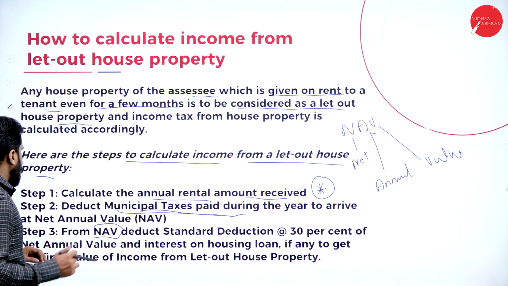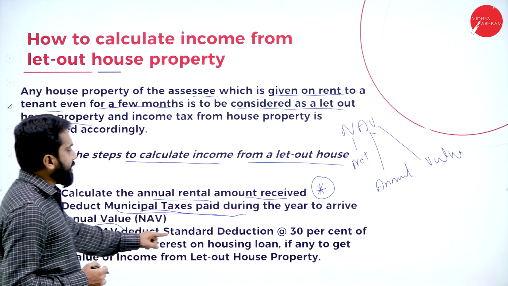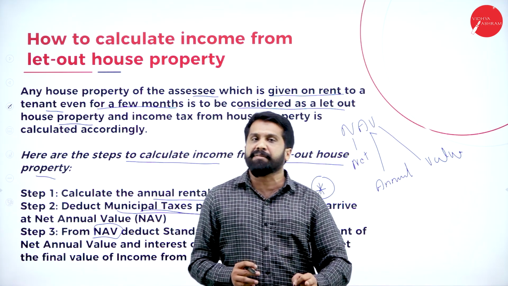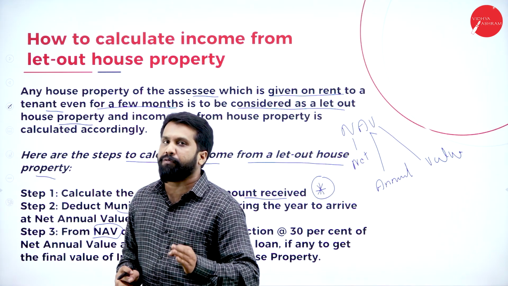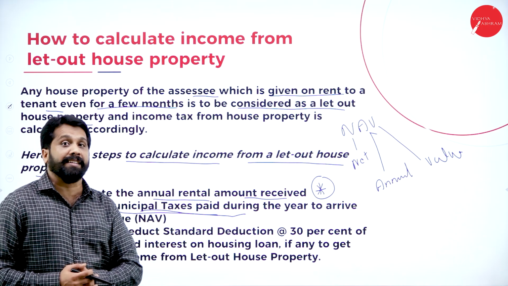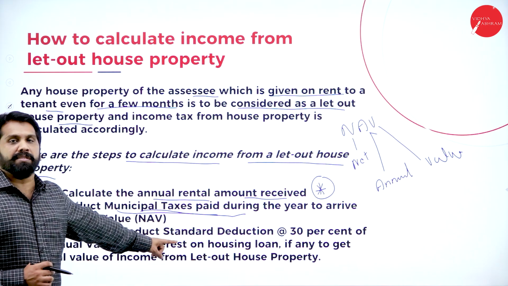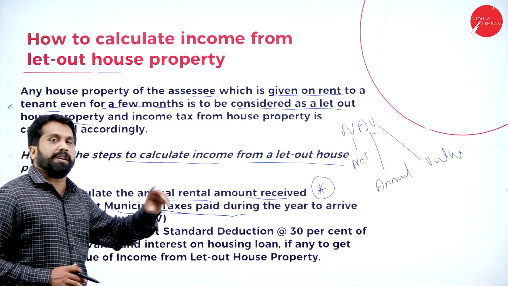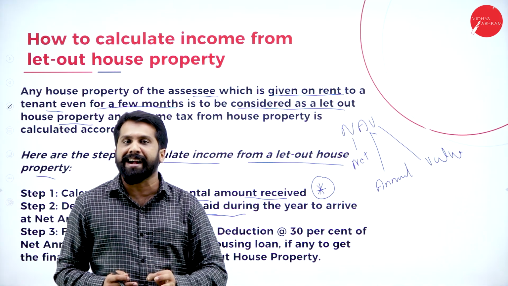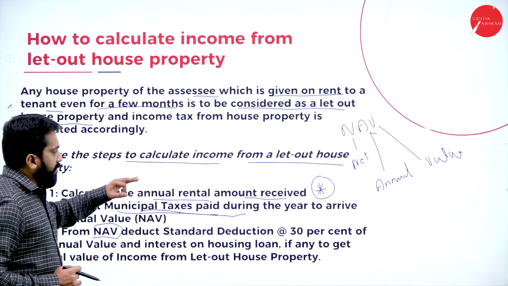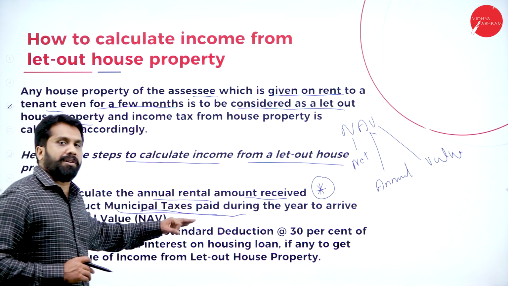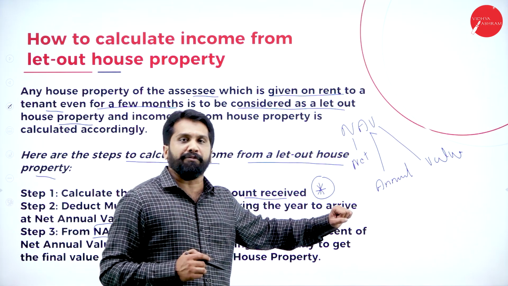Next, once that is done, step 3: from net annual value, deduct standard deduction at 30%. For every problem, from net annual value, the government has given you a deduction called standard deduction. How much? It is 30%. Irrespective of your amount, whatever income you have collected, they will reduce 30% of it. That is called standard deduction. So take your actual income received minus your municipal tax, and whatever amount you got, from that you minus 30% as deduction.